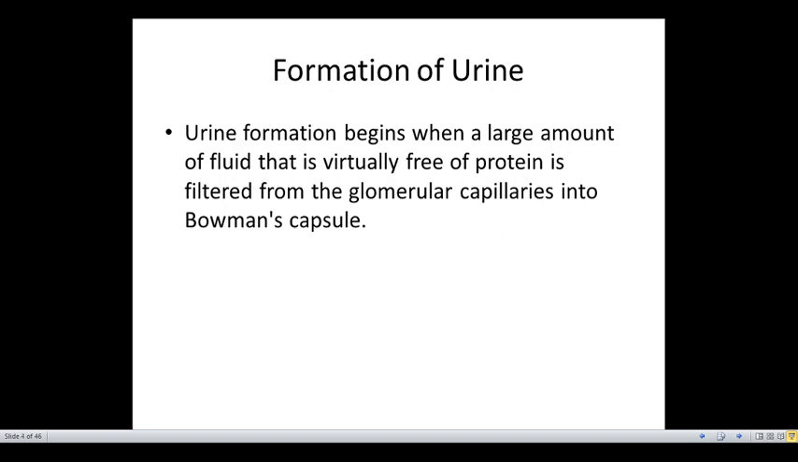Urine formation begins when a large amount of fluid that is virtually free of protein is filtered from the glomerular capillaries into the Bowman's capsule. Now, most substances in the plasma, except for proteins, are freely filtered. So, their concentration in the glomerular filtrate in Bowman's capsule is same as in plasma. As filtered fluid leaves the Bowman's capsule and passes through renal tubules, it is modified by reabsorption or by secretion into the tubules.